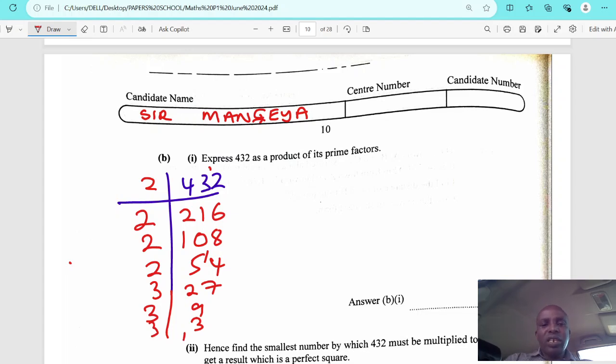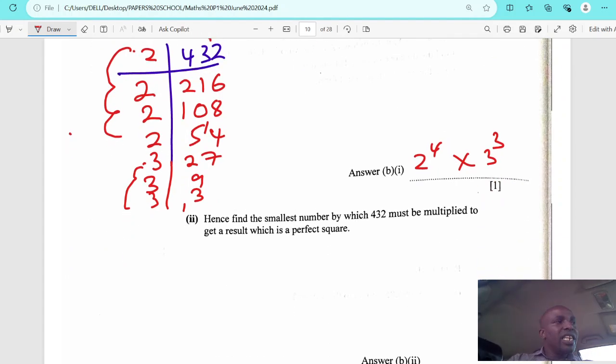How many 2's do you have? 1, 2, 3, 4. So it's 2 to the power 4 times 3 to the power 3, just like that. Then they said, hence find the smallest number by which 432 must be multiplied to get a result which is a perfect square.